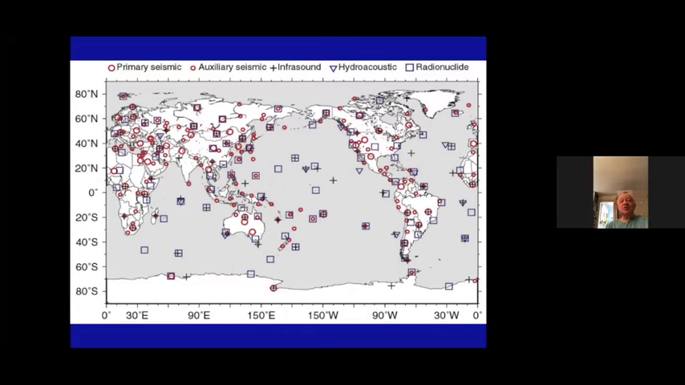There are stations that didn't exist before in Mongolia, Ukraine, Kazakhstan, that border the Soviet Union, and which we had dearly wanted to have monitoring posts previously. And now we have good stations in those places. The next slide.